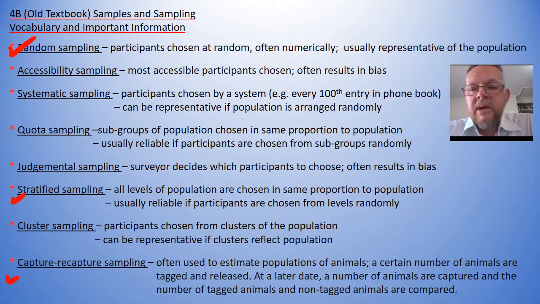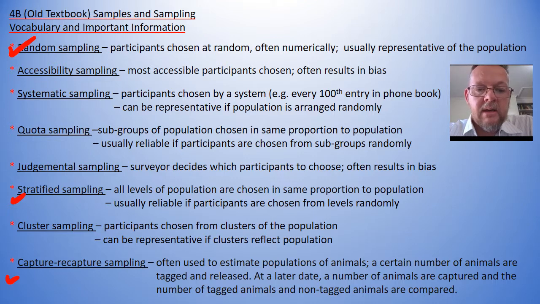Systematic sampling is when you use a system to choose your respondents. So for example, every 100th entry in the phone book. Now just be careful with that because if the phone book is full of Smiths, for example, you're going to be choosing people with the same last name. Quota sampling is when we go to subgroups of the population, and we're going to choose them in the same proportion. Judgmental is where you make a judgment, and this will often result in bias.